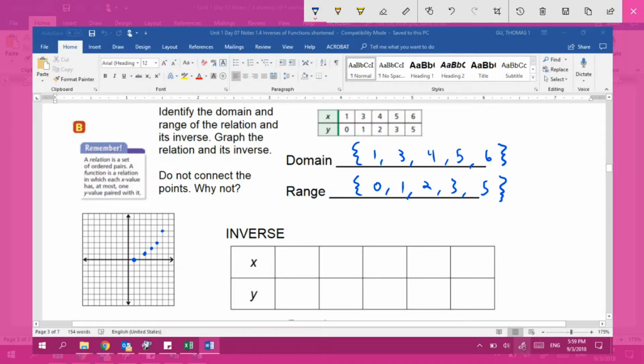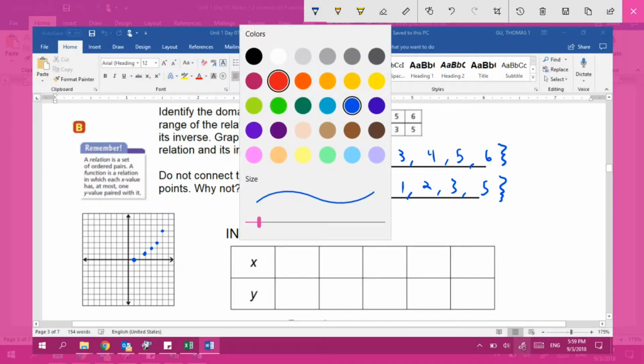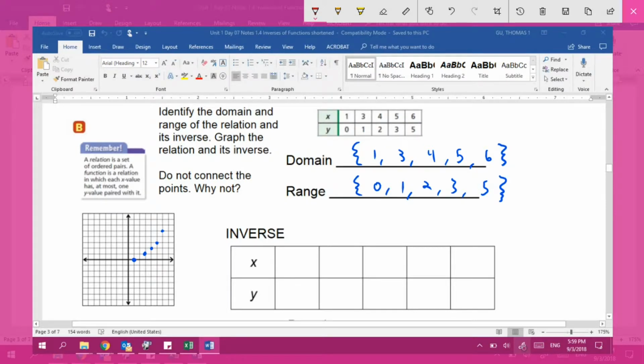So now let's find the inverse. I'm going to use red. So remember, for the inverse, we're just switching the domain and range. So now, for the inverse, the X is going to be 0, 1, 2, 3, and 5. And the Y's are going to be what the domain used to be, 1, 3, 4, 5, and 6.